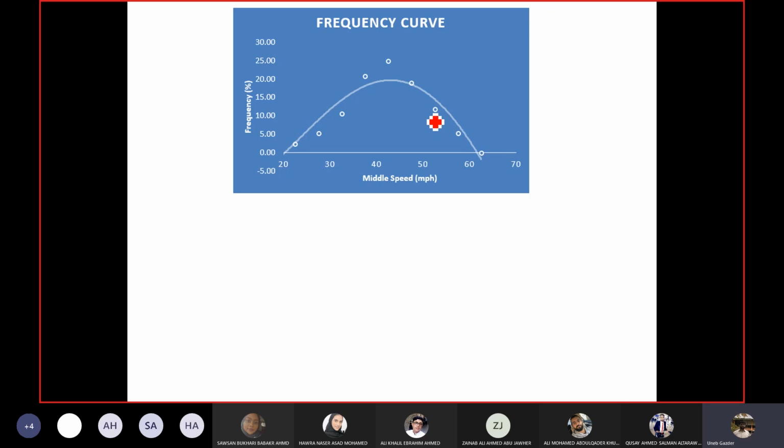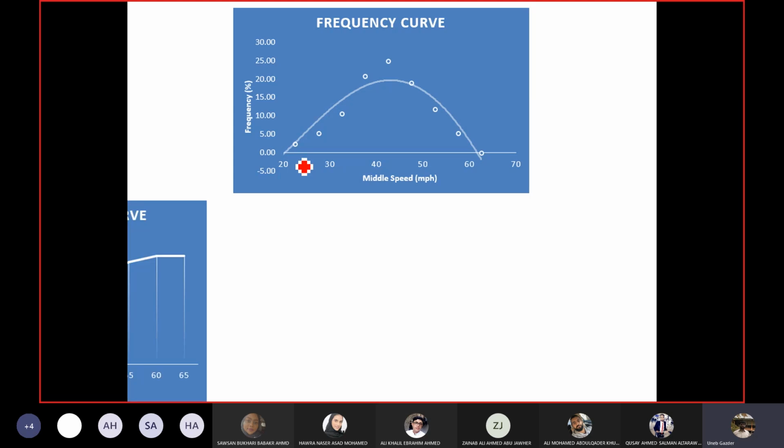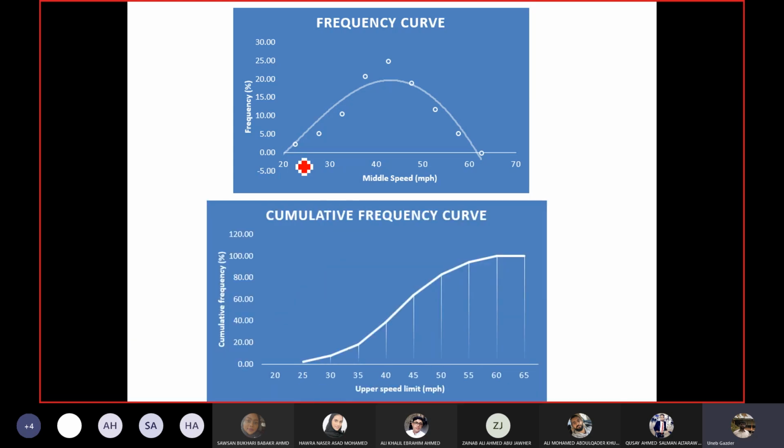And you can see the x-axis is starting from 20 because the least value I had was 20. In the example we did earlier, they started the x-axis from 0 as well. So it's not a big issue. The main thing is all the values are in the range of the axis. When you plot cumulative frequency, on the y-axis I have cumulative frequency. On the x-axis will be the upper speed limit.